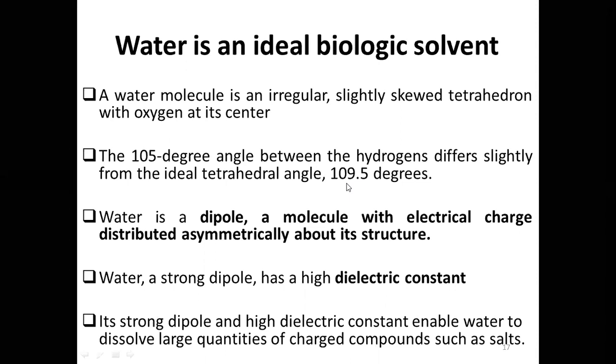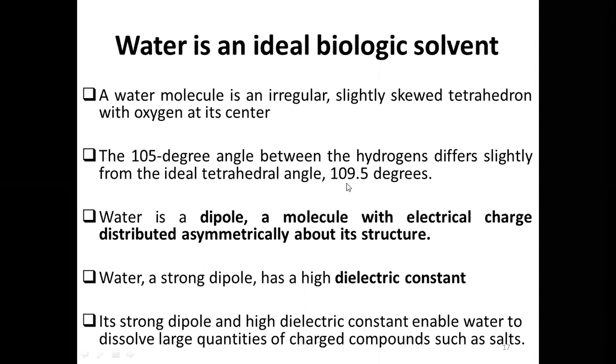consequences. So water is a dipole, which is a molecule with electrical charge distributed asymmetrically about its structure. I did mention this. We are also saying water is a strong dipole and has a high dielectric constant. A dielectric constant refers to the ability of a molecule to retain electric charge in an electric field. So it's a strong dipole with a high dielectric constant, which enables it to dissolve large quantities of charged compounds, such as salts. It's been observed that molecules with a high dielectric constant also have a high ability to dissolve an enormous amount of substances. And among all compounds known on Earth, water has the highest dielectric constant.